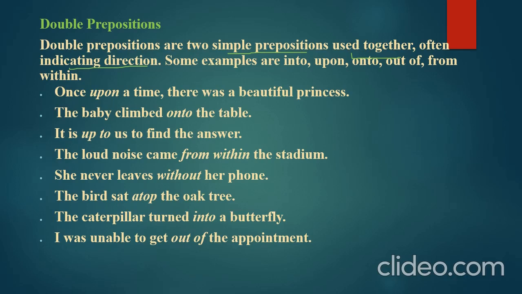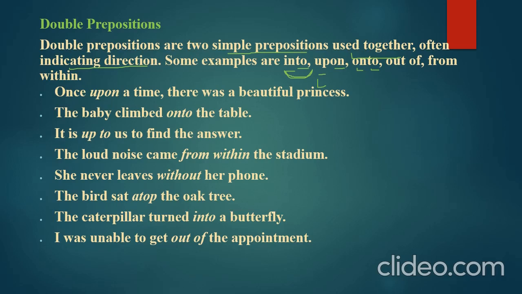Some examples are into. So in is also a preposition, simple preposition. Into, so the amalgamation or the combination of two simple prepositions is called double prepositions. Upon, so it is made of up and on. So here you can say that we have used two simple prepositions to make it one. Out of, from, within. Here we have examples of double prepositions.